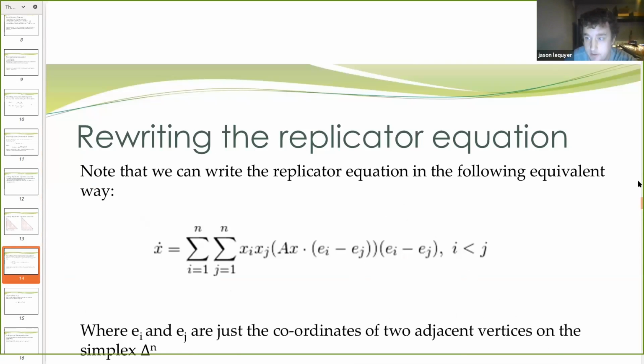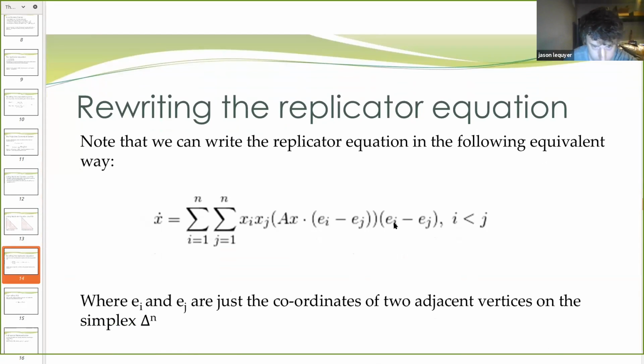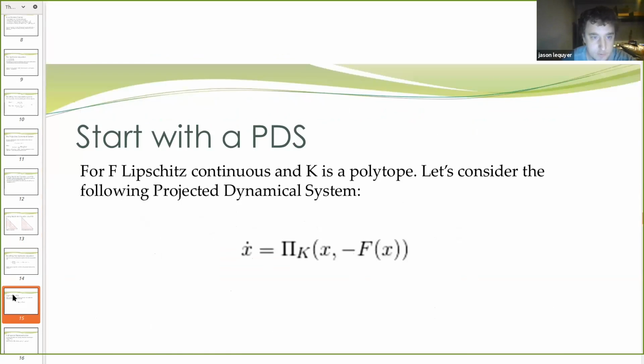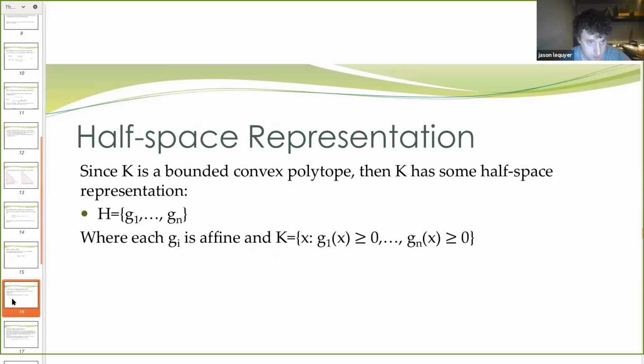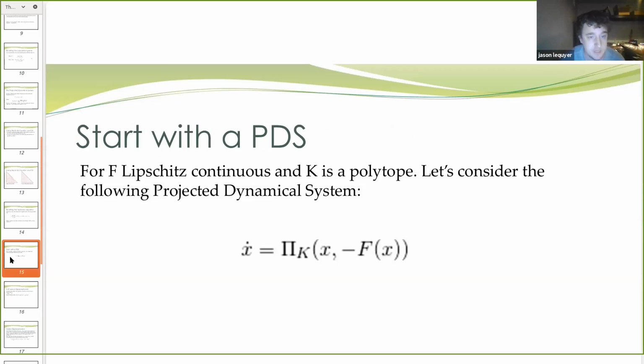And so in the spirit of this process, we thought we'd try and do this in a more general case, not just in the case of evolutionary games, but for GNSCs in general. So we're starting with a PDS, and we want to find the replicator dynamics associated to this projected dynamical system. And we have some Lipschitz function negative f of x. And so we start by taking the half space representation. And again, we assume that K is a convex bounded polytope, not a standard assumption, but one we're making.